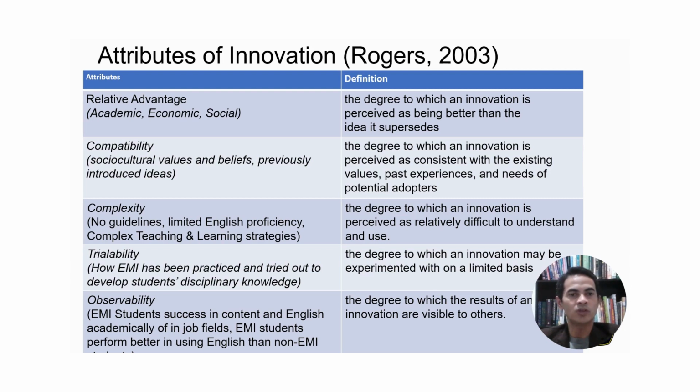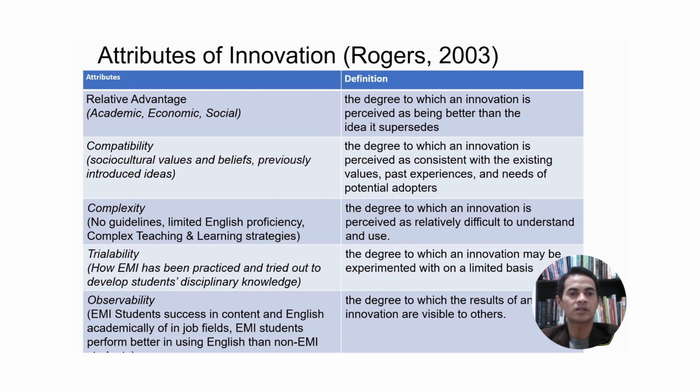The attributes of innovation based on Rogers are: relative advantage. This is about how the innovation, EMI in this case, is perceived as being better than the idea it supersedes. For example, how it's maybe better to teach content rather than content-based or maybe ESP, for example. The second attribute is compatibility. So how EMI is compatible, in which it's consistent with the existing values, past experiences, and needs of potential adopters.